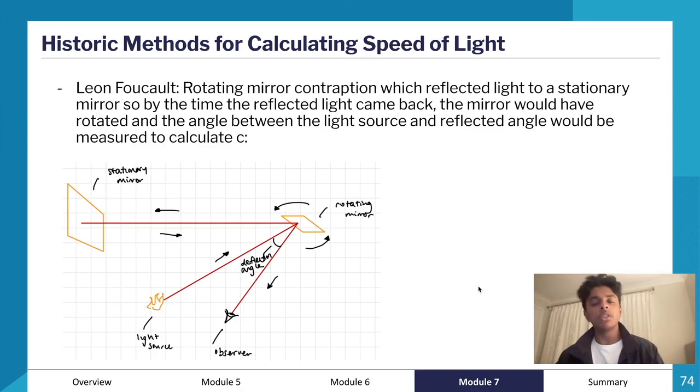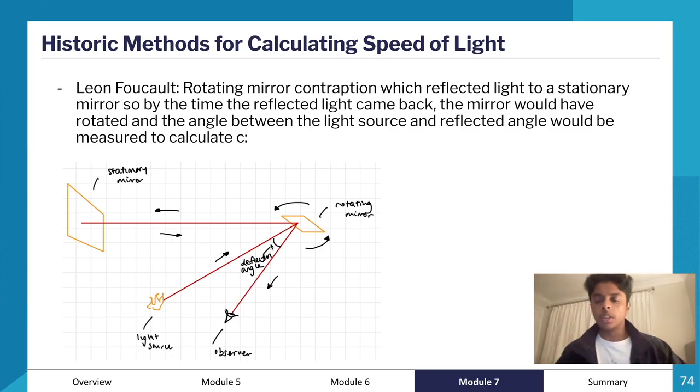Foucault used a rotating mirror contraption where he reflected light to a stationary mirror, so that by the time the reflected light came back, the mirror would have rotated, and the angle between the light source and the reflected angle would be measured to calculate c. If you look at this, you have a light source, it gets reflected to a stationary mirror. As it's being reflected to the stationary mirror and coming back, the rotating mirror will have rotated a very tiny bit, and that will cause the reflected light ray to be deflected a little bit, right? And by knowing this deflection angle, we'd be able to calculate the speed of light.